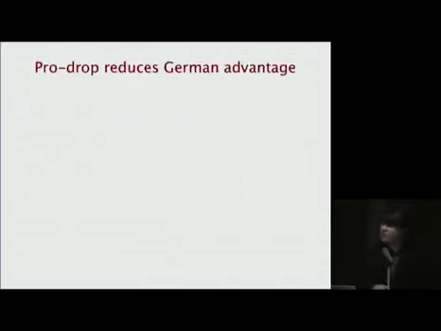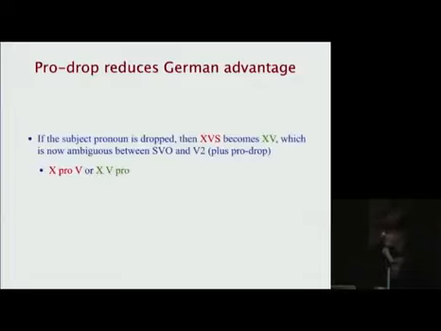What's going on? We should keep in mind that French was a pro-drop language. If the subject pronoun is dropped, a sentence that would usually be inconsistent with SVO grammar becomes XV. That's consistent with SVO grammar as long as you allow pro-drop. So this is the case where you can posit an empty category, either to the left or right side of the verb.